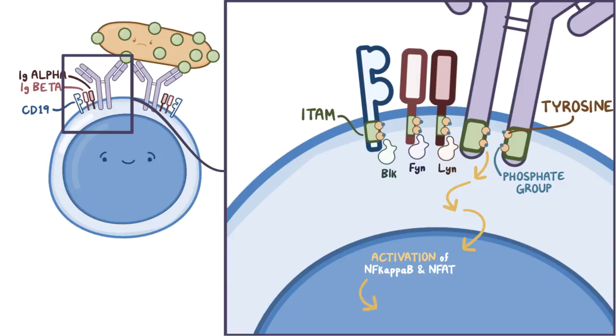These transcription factors turn on the expression of genes that result in more cytokines, like interleukin 1, interleukin 2, interleukin 6, and tumor necrosis factor alpha. They also cause upregulation of anti-apoptotic cell surface markers, like BCL2, as well as the proliferation and differentiation of B cells.